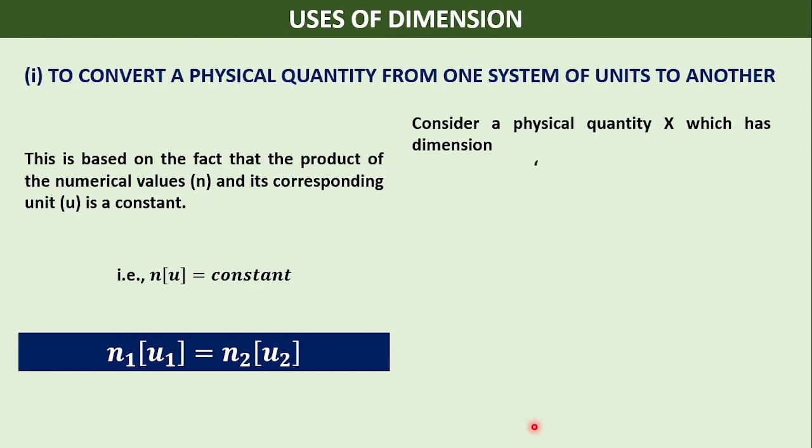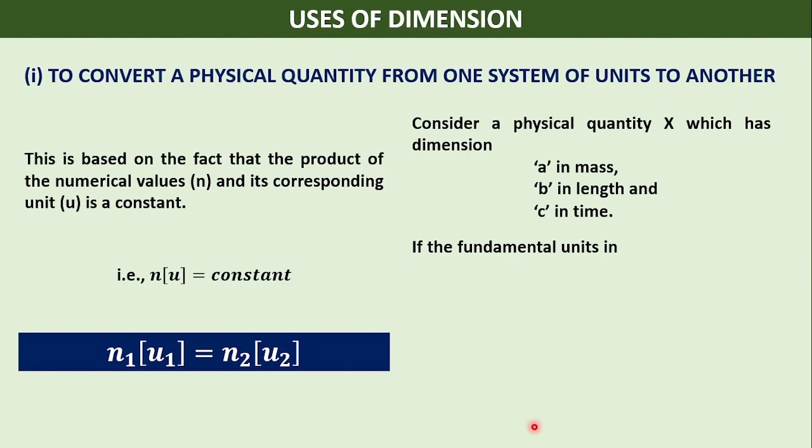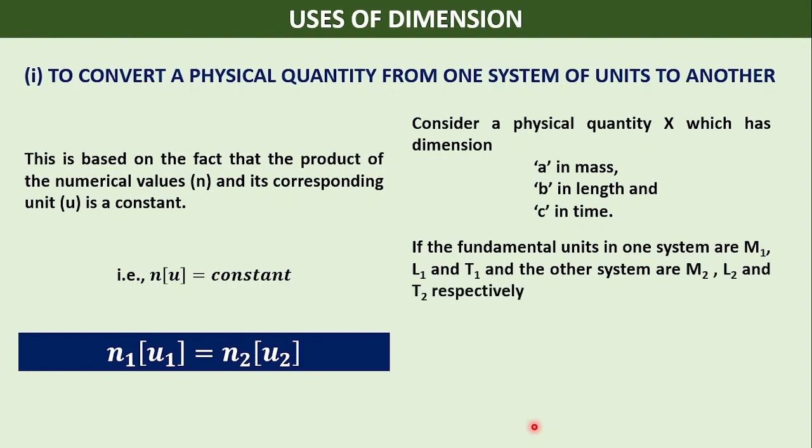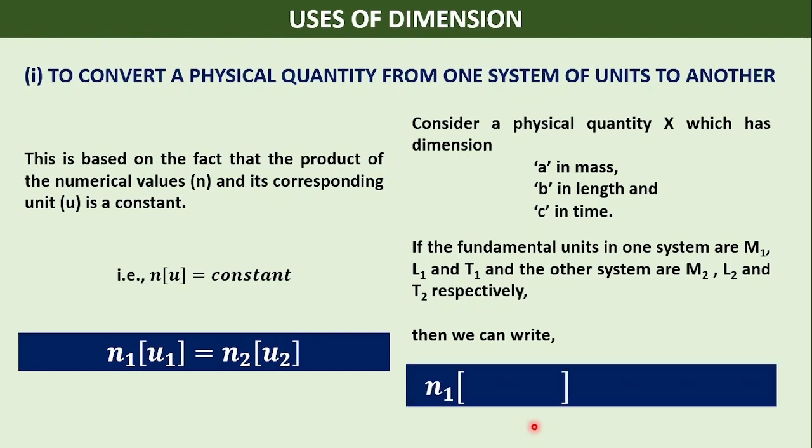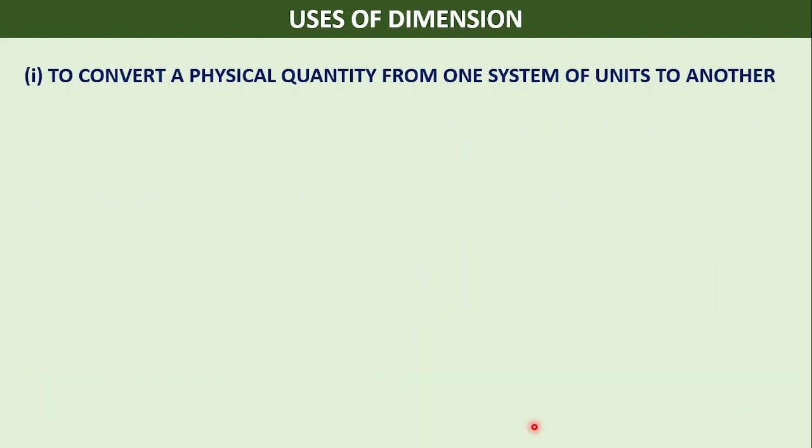Consider a physical quantity x which has a dimension a in mass, b in length, c in time. If the fundamental units in one system are m1, l1 and t1 and in the other system are m2, l2 and t2 respectively, then we can write n1 m1^a l1^b t1^c equals n2 m2^a l2^b t2^c. Good. Let us see an example.